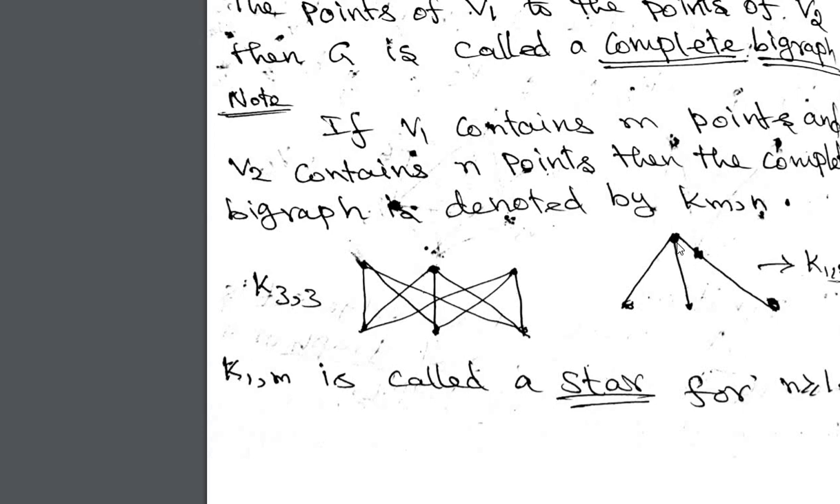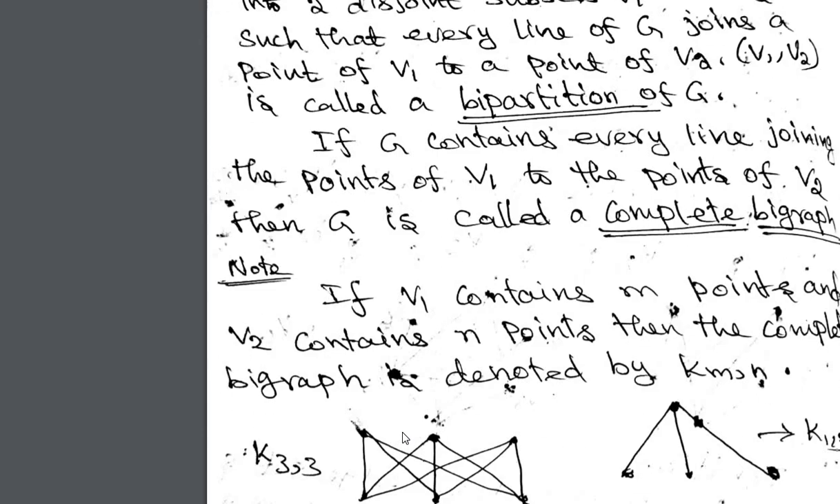Capital V1 having only one vertex and capital V2 having 3 vertices. So if you are joining this, we have these things. Okay, this is K1,3. Now K1,m is called a star graph for n greater than or equal to 1. So the graph like this we are calling a star graph. Okay, so K1,m is called a star graph here, right?